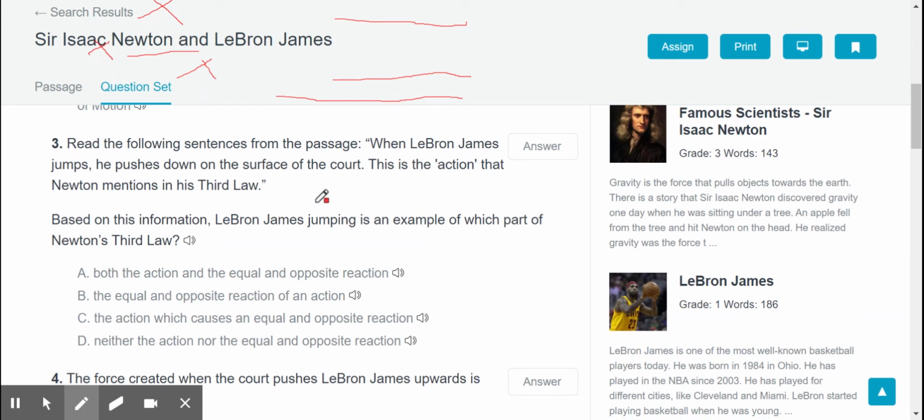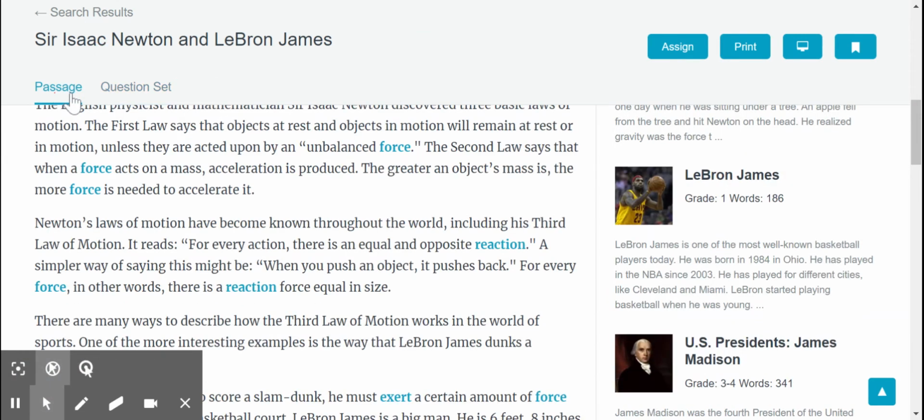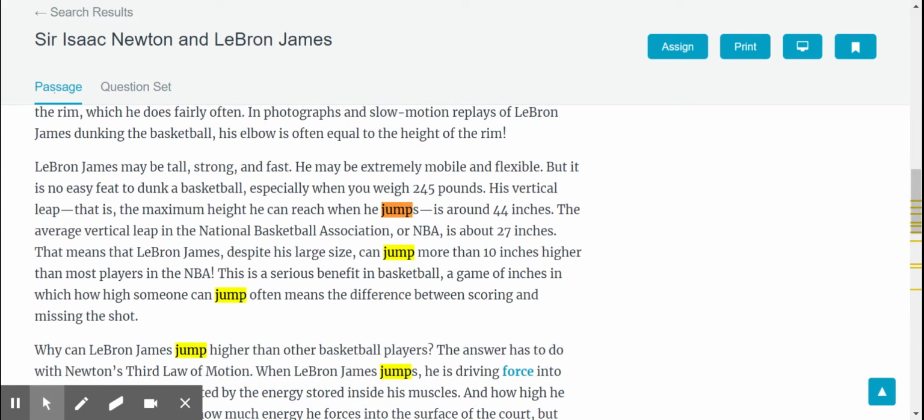Number 3, it says, read the following sentence from the passage. When LeBron James jumps, he pushes down on the surface of the court. This is the action that Newton mentions in his third law. LeBron jumping is an example of which part? The action and the equal and opposite reaction. The equal and opposite reaction. The action which causes an opposite and equal reaction. Neither the action nor the equal reaction. Let's go look in the passage for jump.